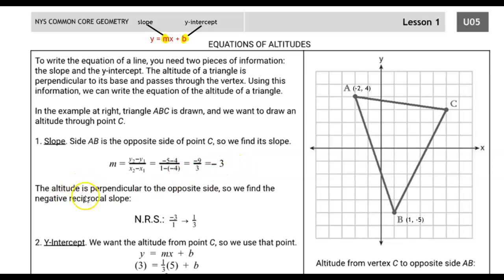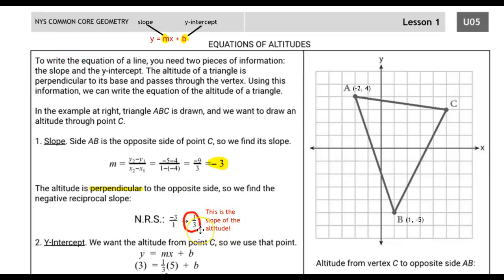However, we know that the altitude is supposed to be perpendicular to this opposite side. So once we found this slope, now we need to find the perpendicular slope. In other words, the negative reciprocal slope to negative 3. That means we take negative 3 and flip it upside down and make it its opposite sign. So our negative reciprocal slope is 1/3. Now I know that the slope of my altitude is going to be 1/3.